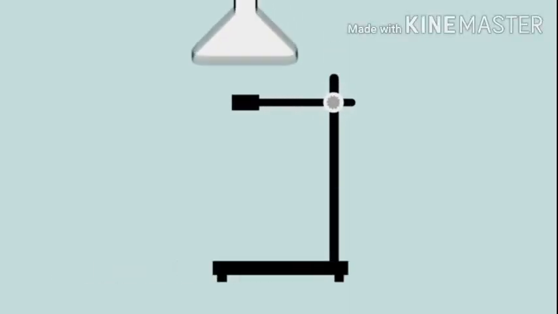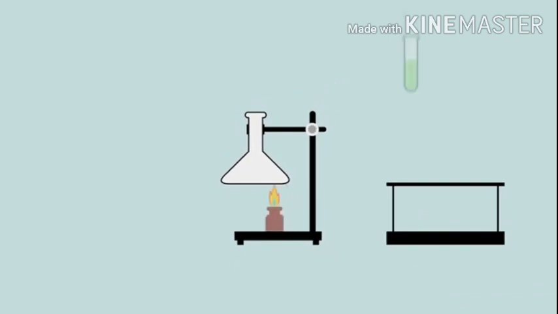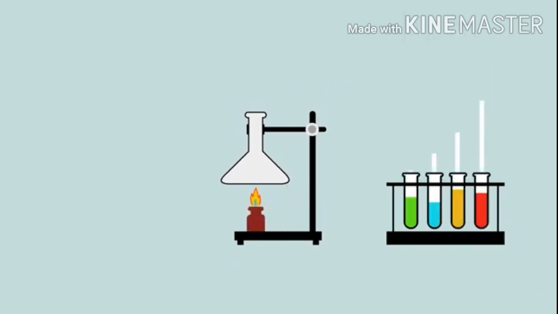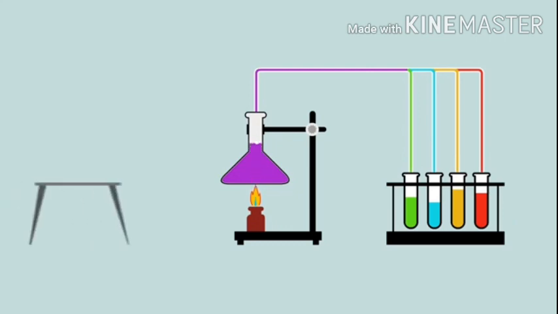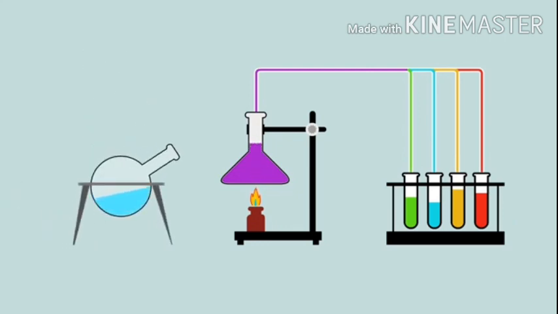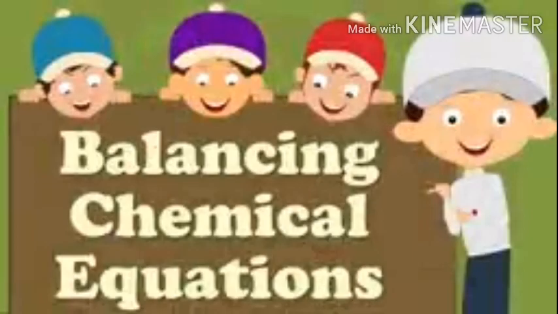Namaste students, again today I am here with our chapter 1, chemical reactions and equations. We learned what is physical change, what is a chemical change, how should we write a chemical equation, how can we represent a chemical reaction. Our today's topic, balancing chemical equations.